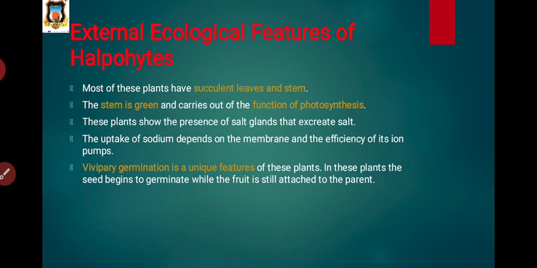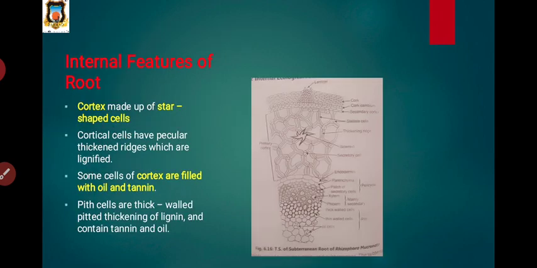Then the uptake of sodium depends on the membranes and the efficiency of their ion pumps, and the salt tolerant species are characterized by a high percentage of phosphatidylcholines in the membranes. And vivipary germination is a unique character of these plants, and in these plants the seeds begin to germinate while the fruit is still attached to the parent.